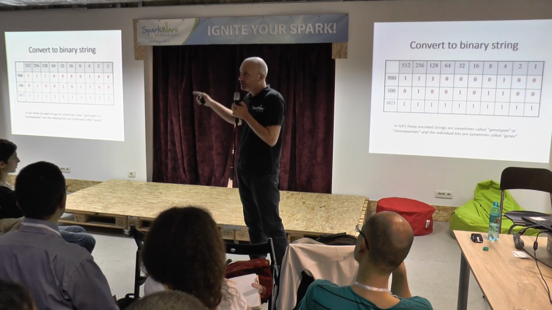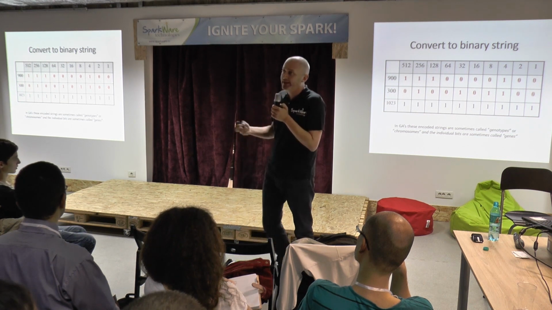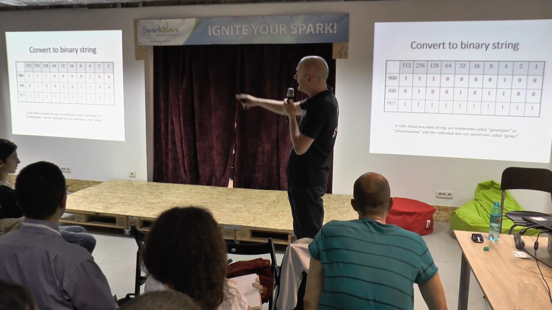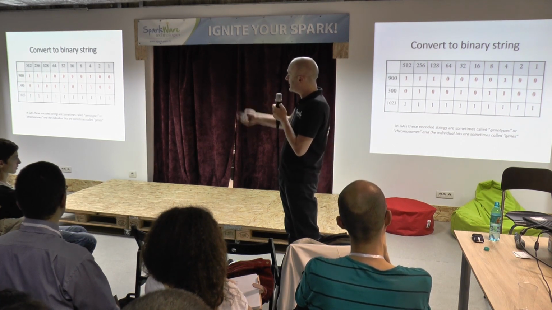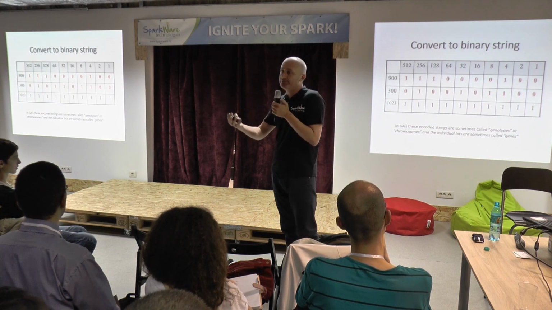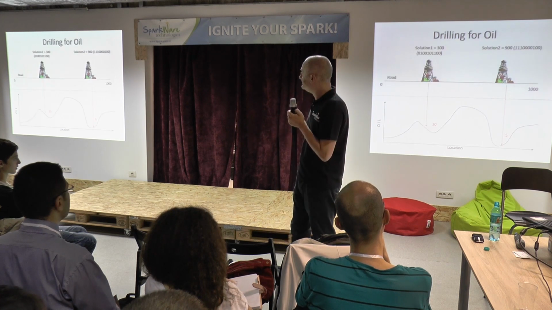I'm going to encode that data in binary format. So basically 900 is 111,000, etc. 300 is another one, and that's my genome, my DNA.